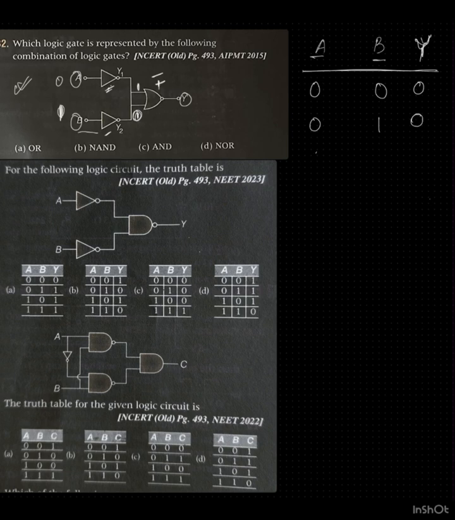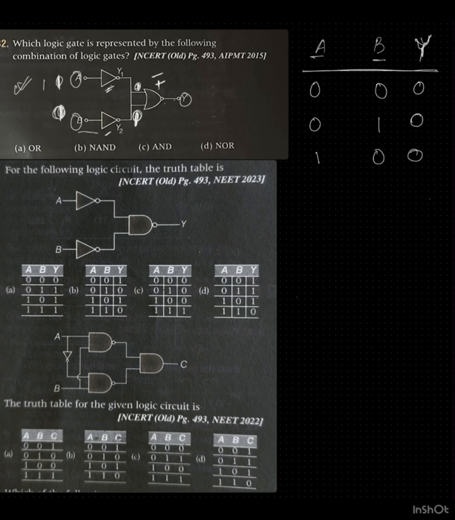Then we can take 1, 0. So now this one will become 1 and this one will become 0. When you take this 1, it will become 0 inverted, and this 0 will get inverted and become 1 here. Now 0 plus 1, you will get 1, and inverted, you will again get 0.